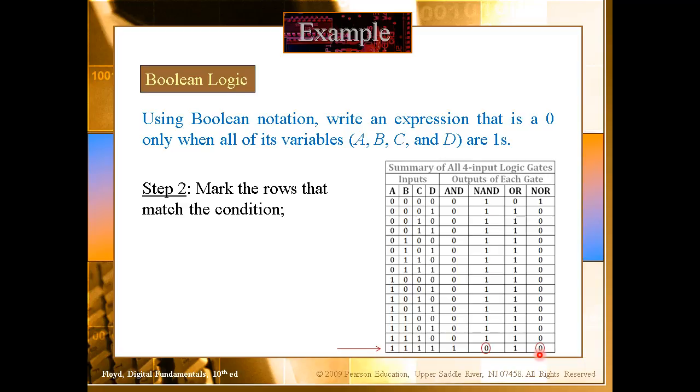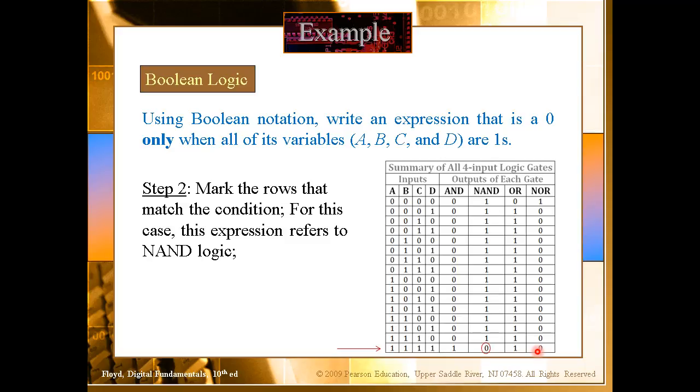But if you read the question very carefully, the question said only, right? I actually highlighted the word only. That means that this gate will give you 0 only this time. Which is the gate? Obviously the NAND gate, right? Because if you look at the columns, NAND and NOR both give you 0 when all the inputs are 1, but NOR gives you 0 in many other cases, right? But the NAND gate gives you 0 only at this time. So the logic is actually talking about the NAND expression.